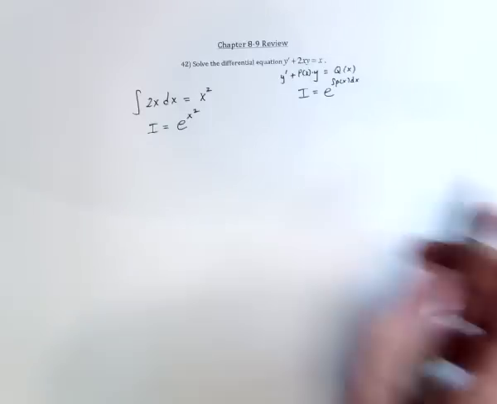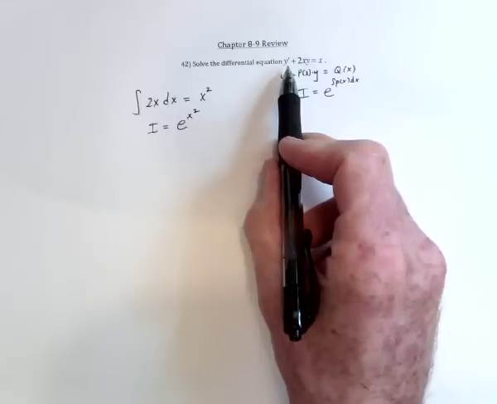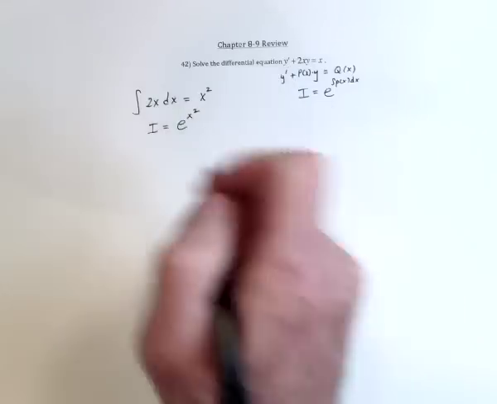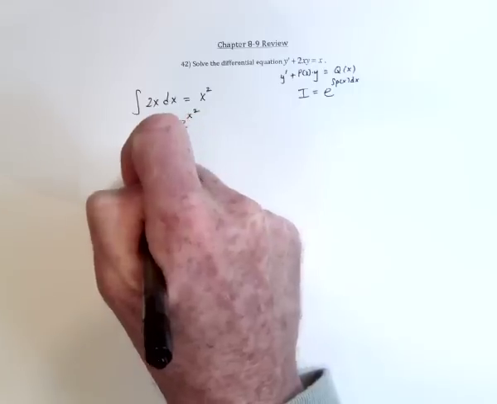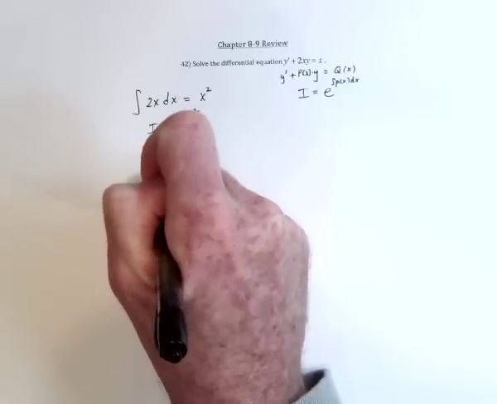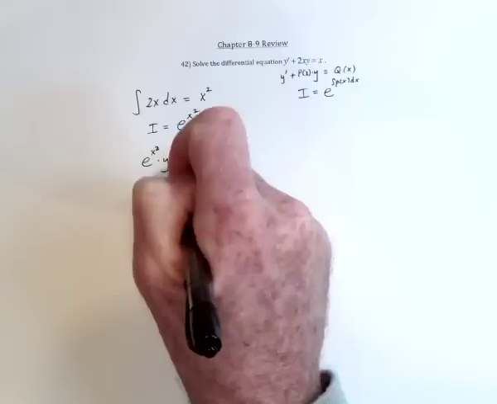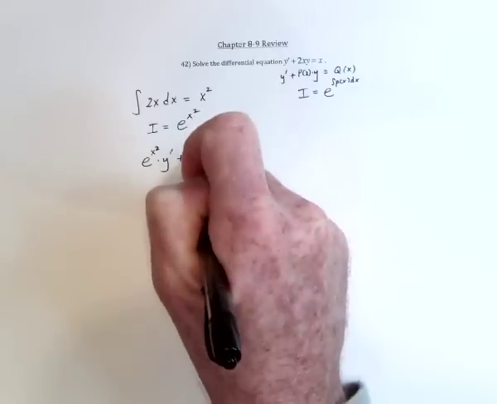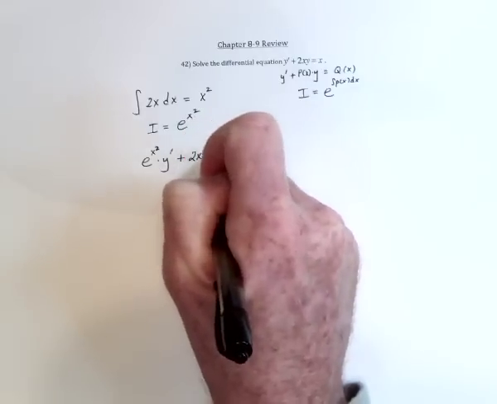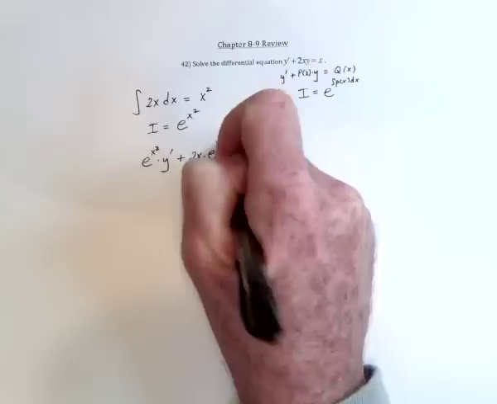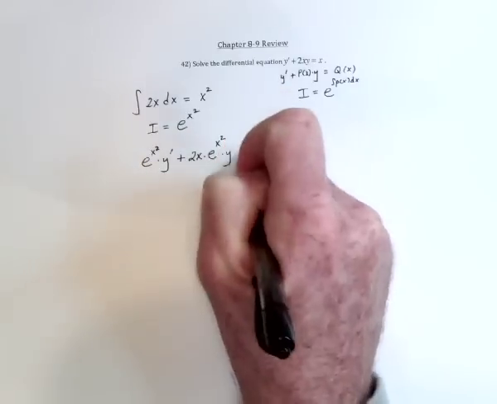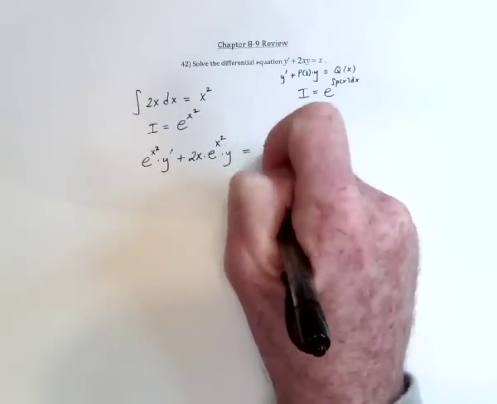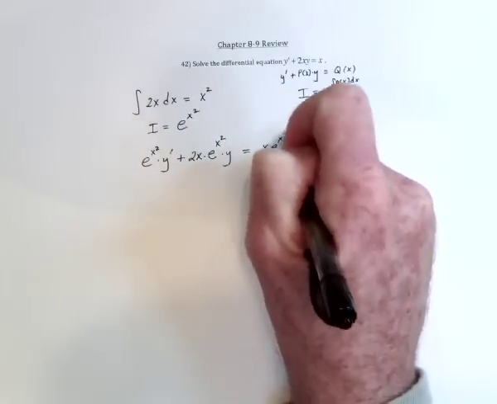and then what you do is go back to the equation that we were given, multiply through by e to the x squared. So we will have e to the x squared times y prime plus 2x times e to the x squared times y, and on the right hand side x times e to the x squared.